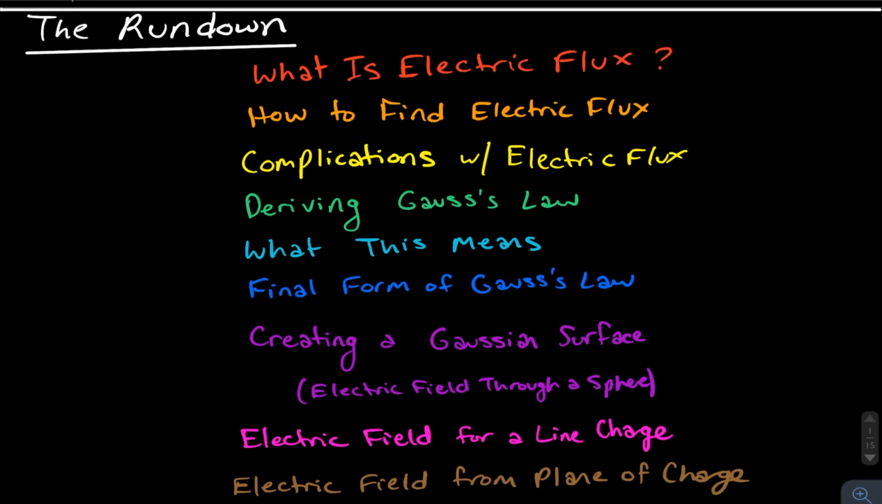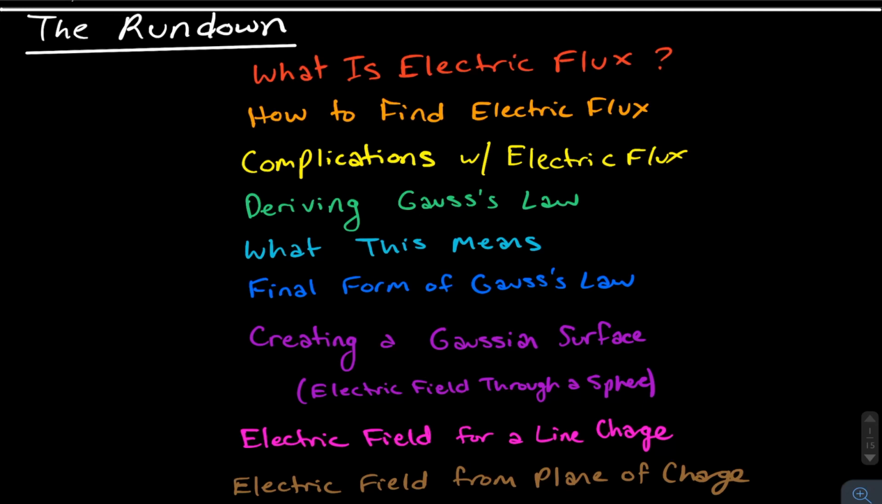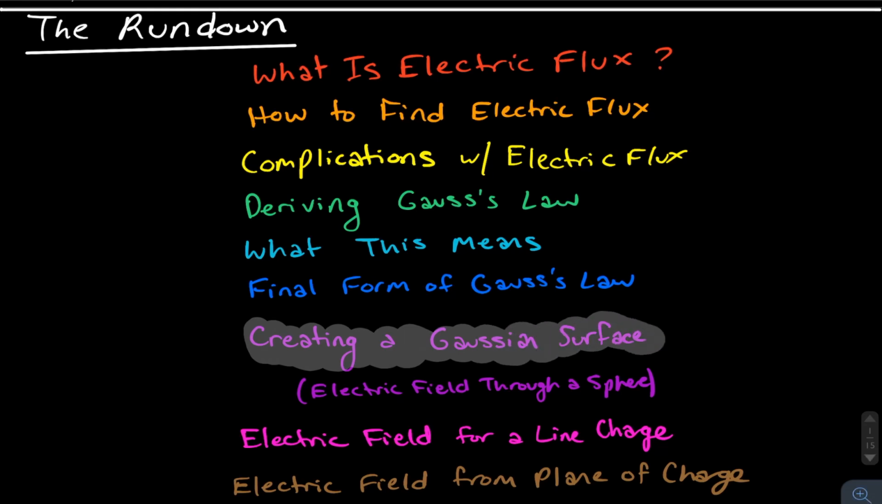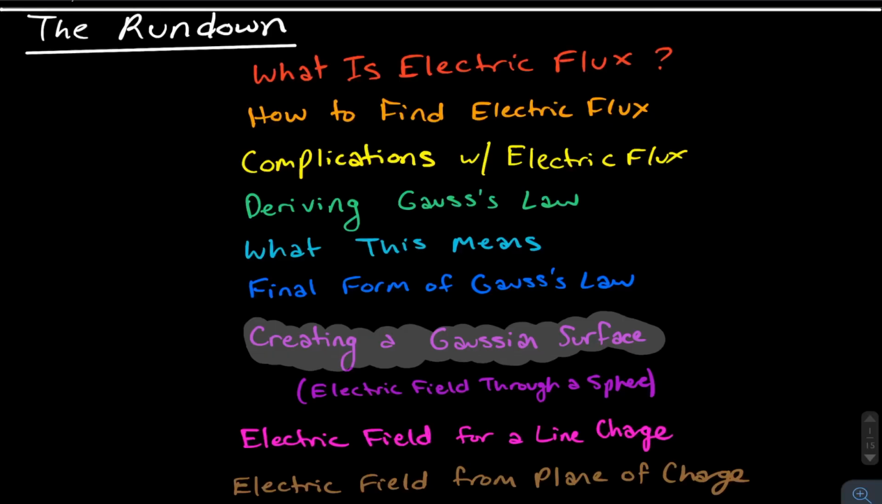Then after we finish the whole understanding of Gauss's law, we're going to dive into the applications, the problems, the stuff that you guys are actually going to be doing for your grade, right? So we're going to start off with creating a Gaussian surface. This is pretty much how you solve all of these Gauss's law problems: you have to actually create this thing called a Gaussian surface.